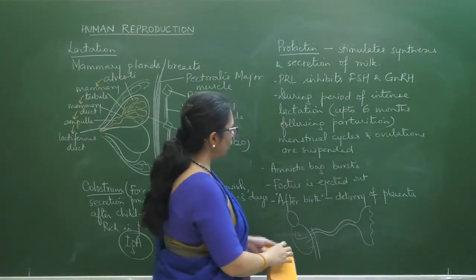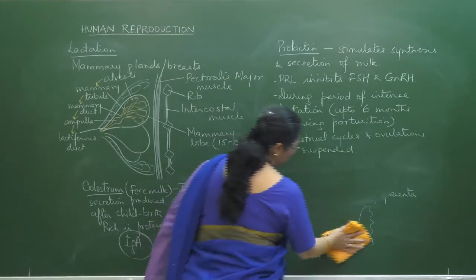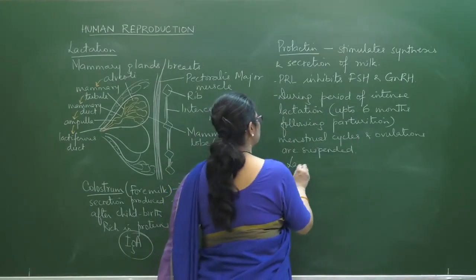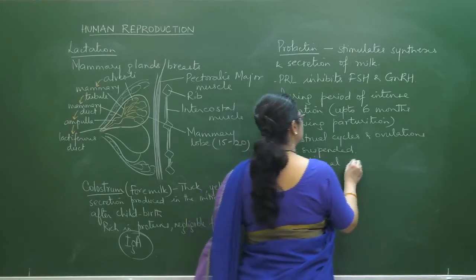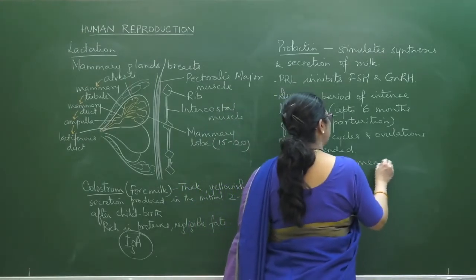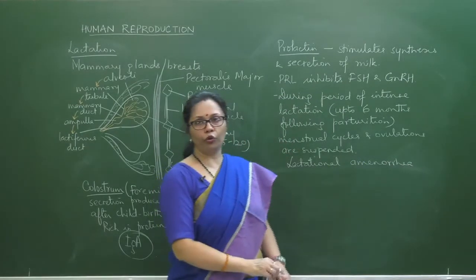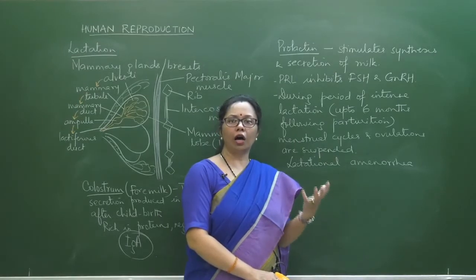And this is what is called lactational amenorrhea, because the menstrual cycle, if it is suspended, that's what is amenorrhea. So this one is lactational amenorrhea, right? So we had mentioned gestational amenorrhea, that is during the pregnancy, menstrual cycles and ovulations are suspended.